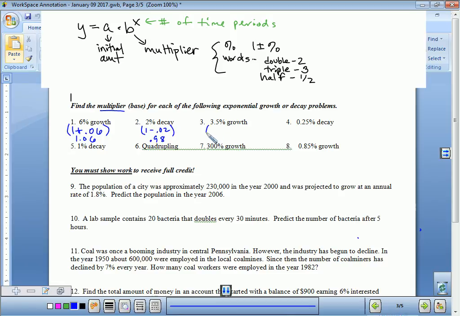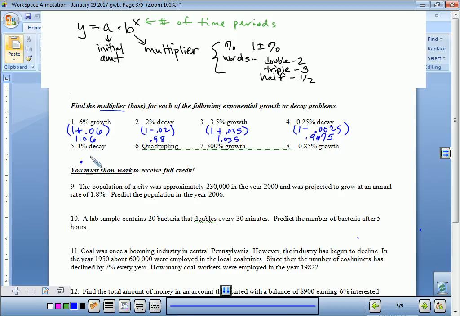All right, so here for growth, we have 1 plus 0.035. So the multiplier would be 1.035. For decay, we would do 1 minus 0.0025. Don't let those percentages and decimals trick you. You still got to move it twice. So this would be 0.9975.